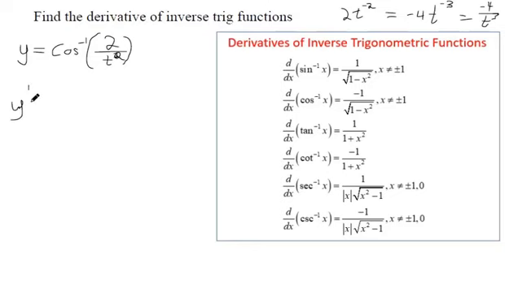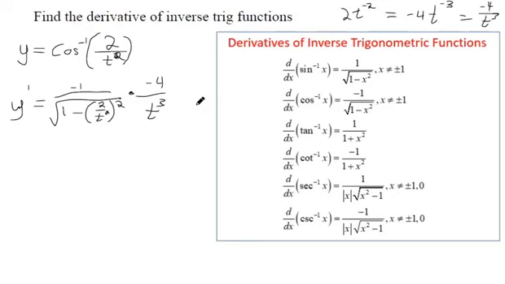Let's just jump right into the formula. The derivative of inverse cosine is negative 1 over the square root of 1 minus the square of your argument. So this is 2 over t squared. That's like our x in the formula. We still need to square it. And then I need to multiply that because of the chain rule by negative 4 over t to the third.